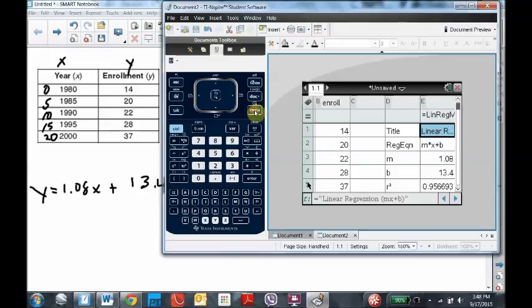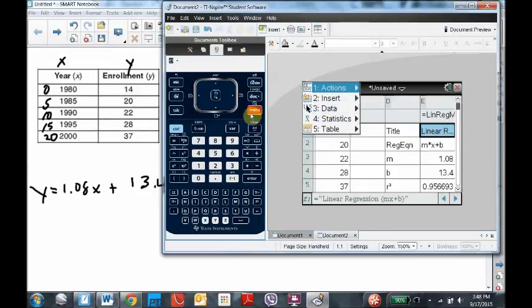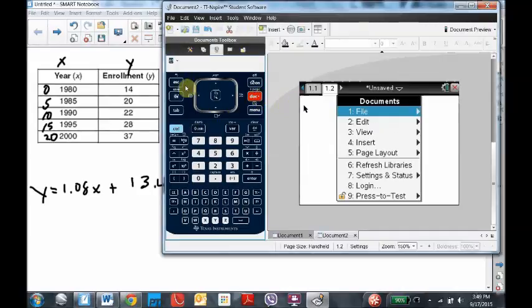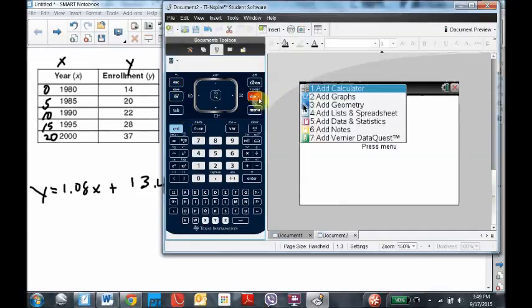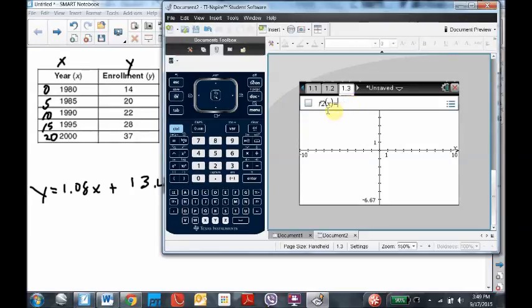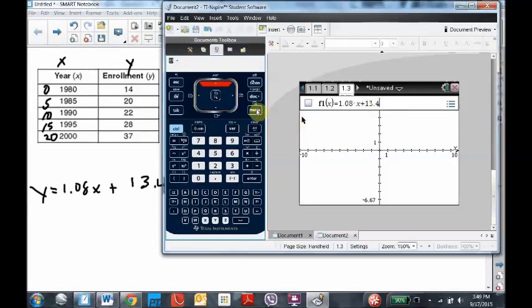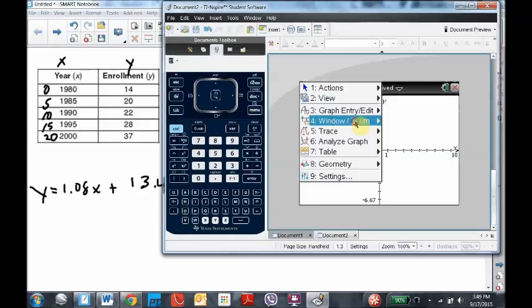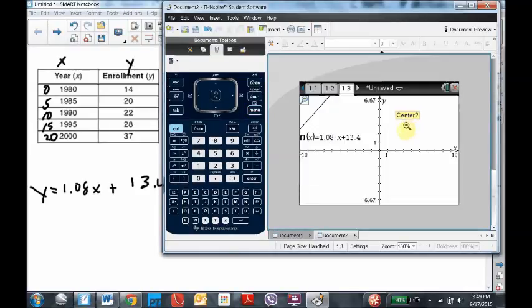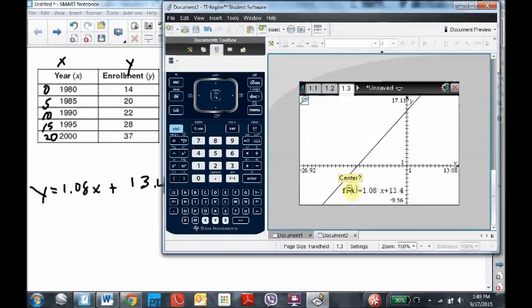So if I escape out of that, escape out again, Control Dock to get a new page, and I add a graph, it's going to default to F2, but if I hit the up arrow, it'll go back to F1. There's F1. I know it's in there. I'm going to hit enter, and it's going to graph it, and I'm just going to zoom out of this, or I can zoom fit, all right, so that I can see the whole thing.